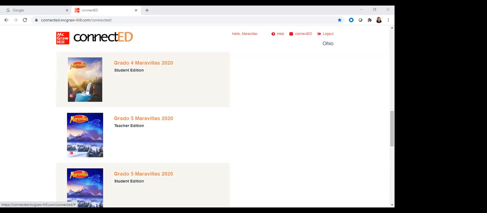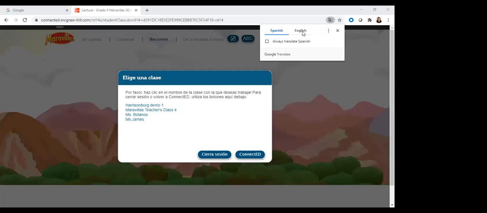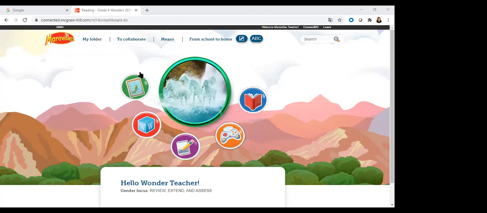So if they're at home, aquí ves que I could leave it in Spanish or I could translate that to English. And then you're seeing here that all of the headings turn to English.